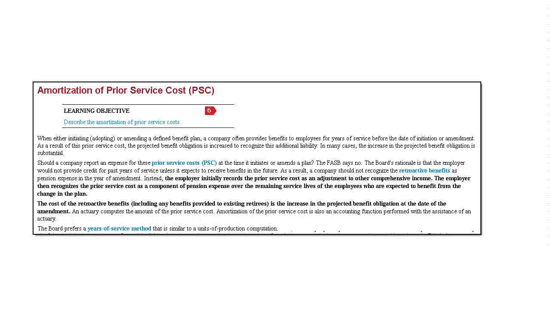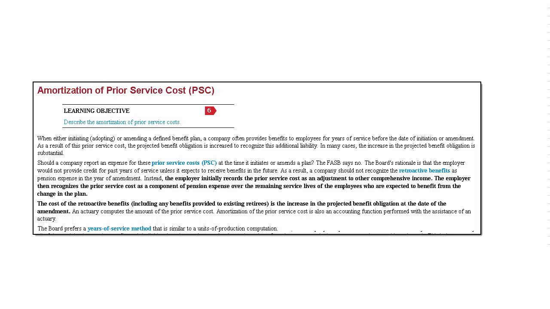Instead, and this is what you see that's in bold on the screen, the employer should initially record the prior service cost as an adjustment to other comprehensive income, and then the employer would recognize the prior service cost as a component of the pension expense over the remaining service lives of the employees who are expected to benefit from this change in the plan. Okay, so the cost of the retroactive benefit, including any benefits provided to existing retirees, is the increase in the projected benefit obligation at the date of the amendment.